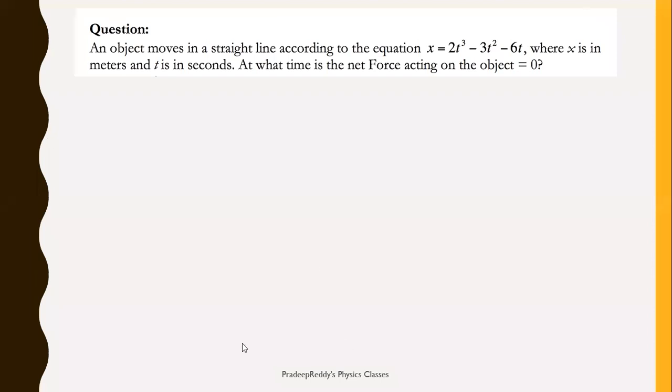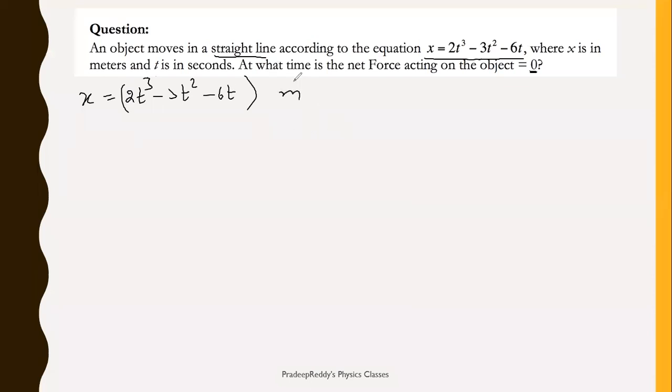Now let us see one more problem. An object moves in a straight line according to the equation x is equal to 2t cube minus 3t square minus 6t, where x is in meter and t is in second. At what time is the net force acting on the object 0? In this problem, you are being given an expression x is equal to 2t cube minus 3t square minus 6t, and this is displacement, so unit should be meter.